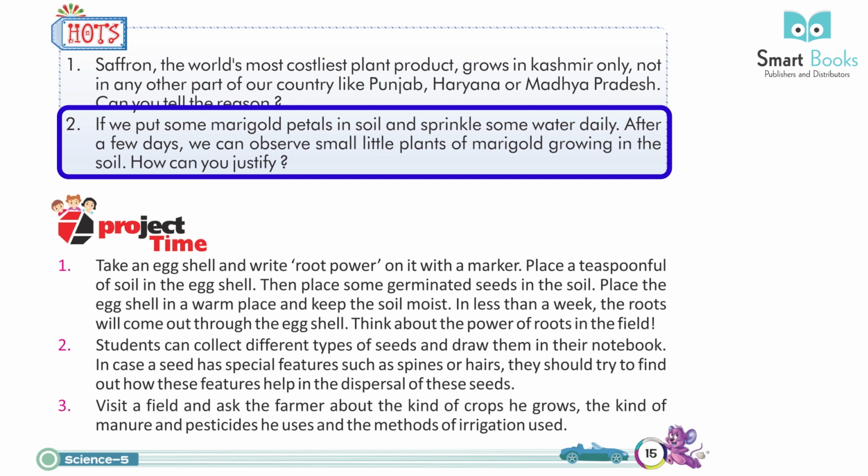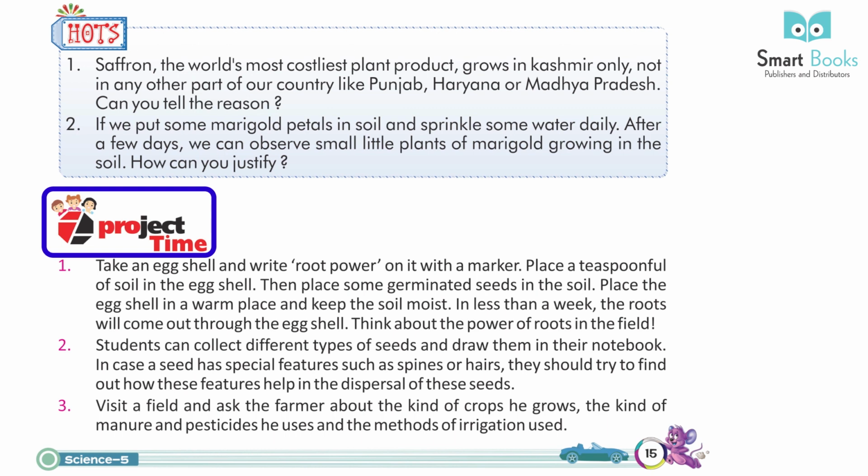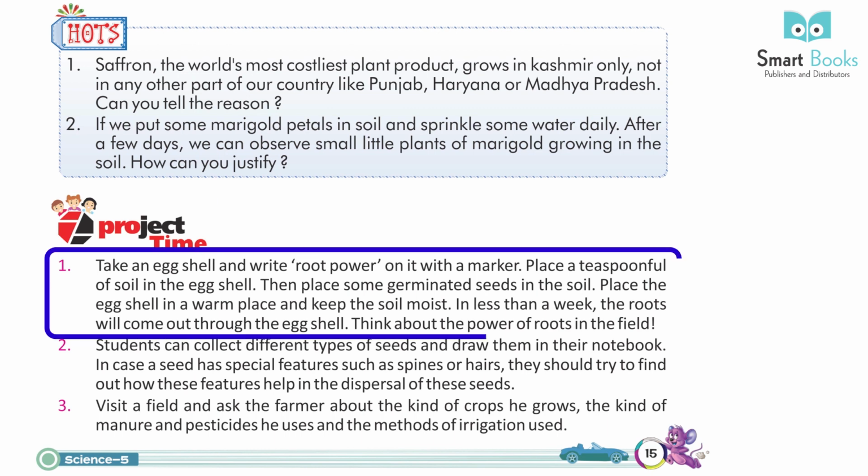How can you justify? Project time. 1. Take an eggshell and write "root power" on it with a marker. Place a teaspoonful of soil in the eggshell. Then place some germinated seeds in the soil. Place the eggshell in a warm place and keep the soil moist. In less than a week, the roots will come out through the eggshell. Think about the power of roots in the field.